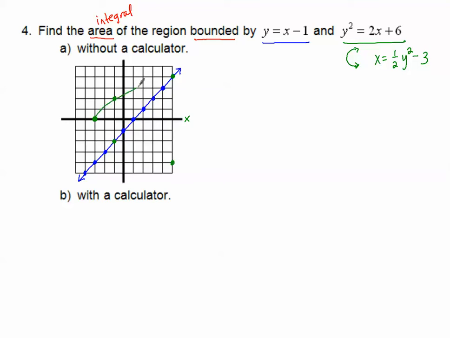Now, picking points, plugging and chugging will also work, so don't feel too stressed about graphing. Now let's shade the region bounded by those two curves.